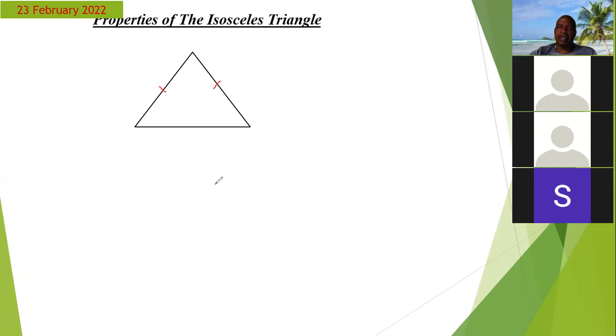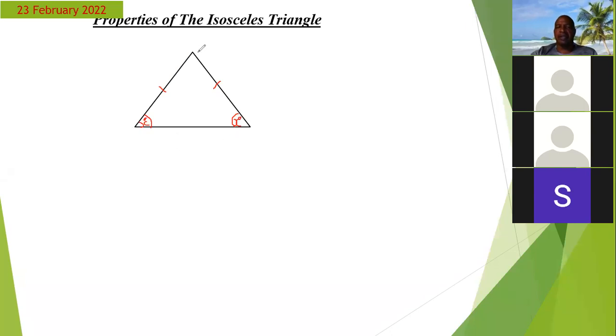Now, there are some properties with isosceles triangles. The fact that you have two equal sides means that the angles at the base are going to be equal. So you're going to have equal angles down here. If this angle here is x degrees, this one over here is also x degrees. So the base angles are equal. That is a property of an isosceles triangle.